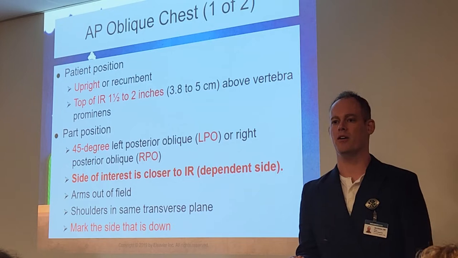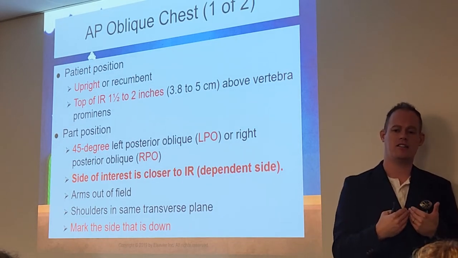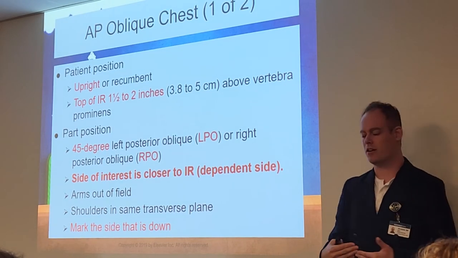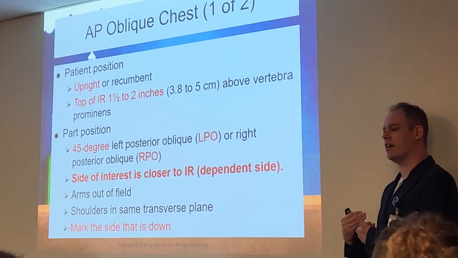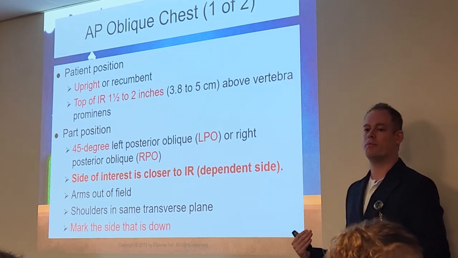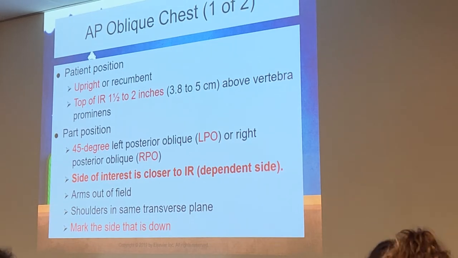Therefore, when I say LPO, I have my patient AP on the IR. The left side is touching the IR. My left lung is elongated. For RPO, the right side is touching the IR. Now the right lung's elongated. So it's a one-to-one relationship on the LPO and RPO based on the side that you're designating. Different from the REO and LEO because those are looking at the opposite lungs.